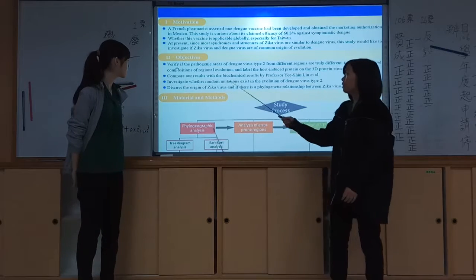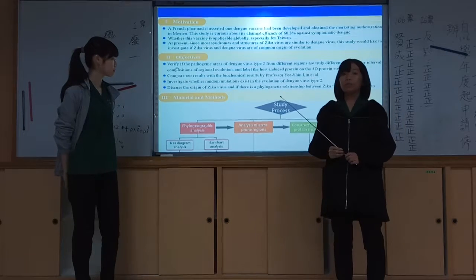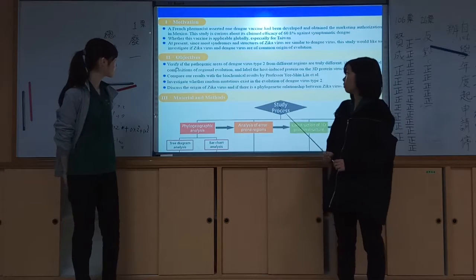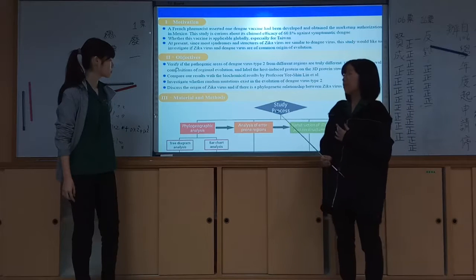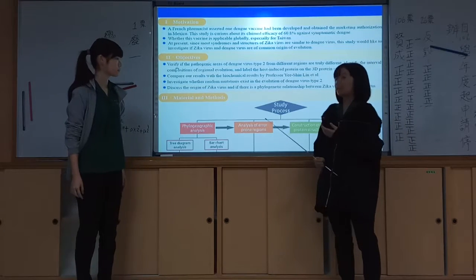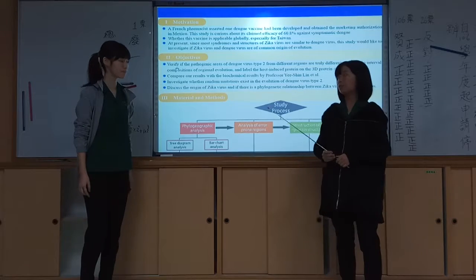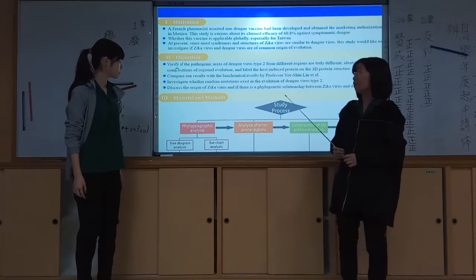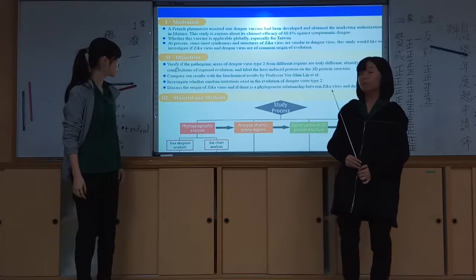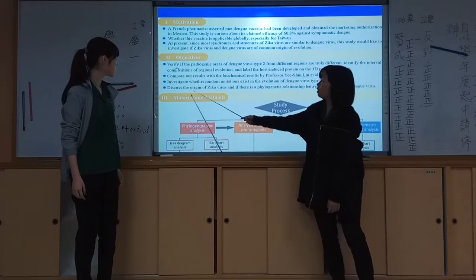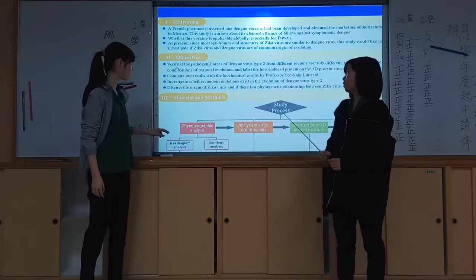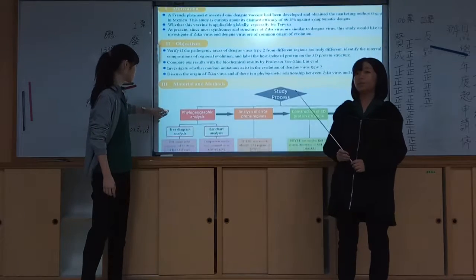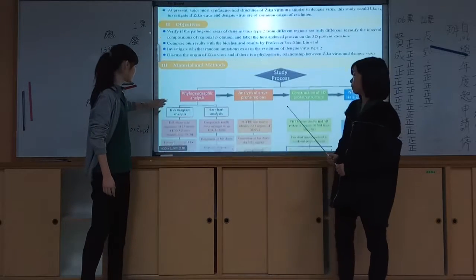Third, investigate whether random mutations exist in the evolution of dengue virus type 2. If they exist, it shows that the systematic way in our study is needed because the mutations are unpredictable. If none exists, maybe we can make a prediction. Fourth, discuss the origin of Zika virus and whether there's a phylogenetic relationship between Zika and dengue virus.